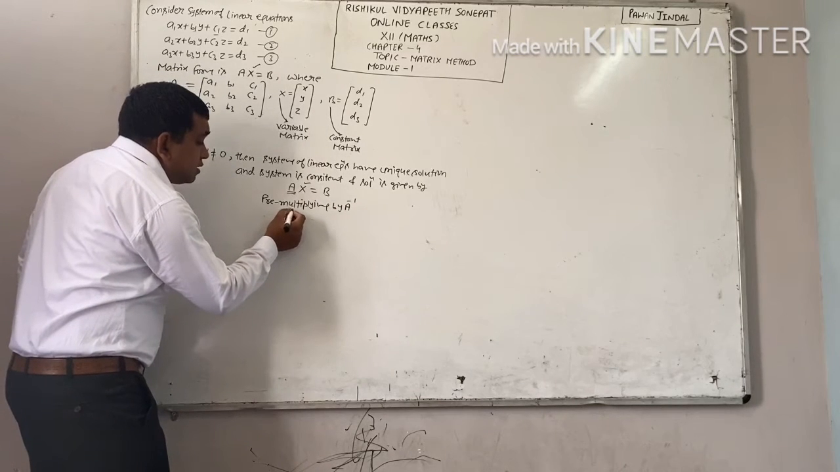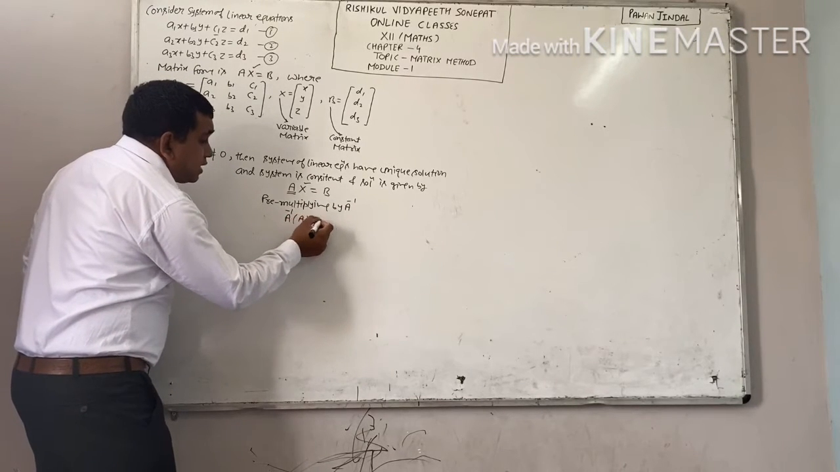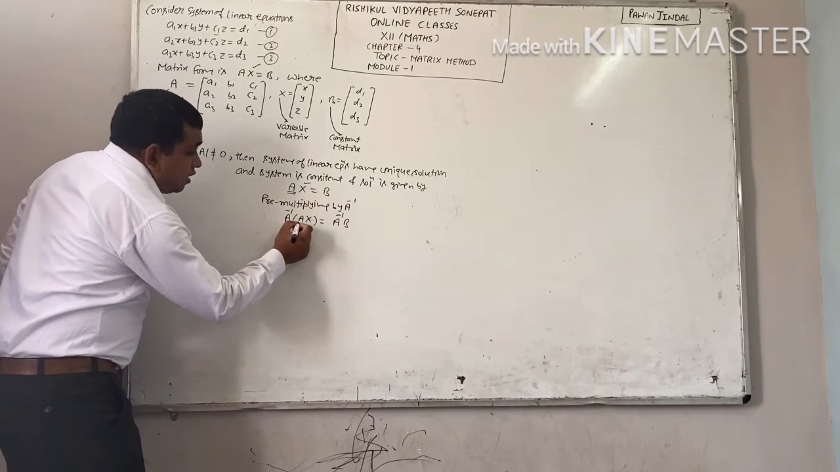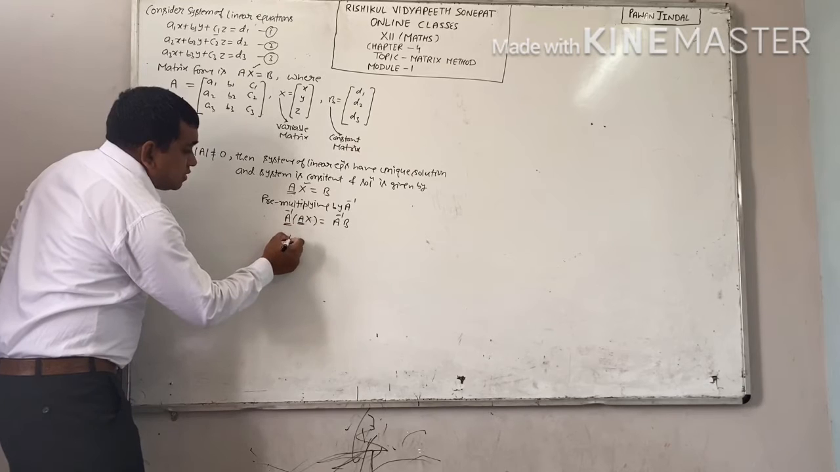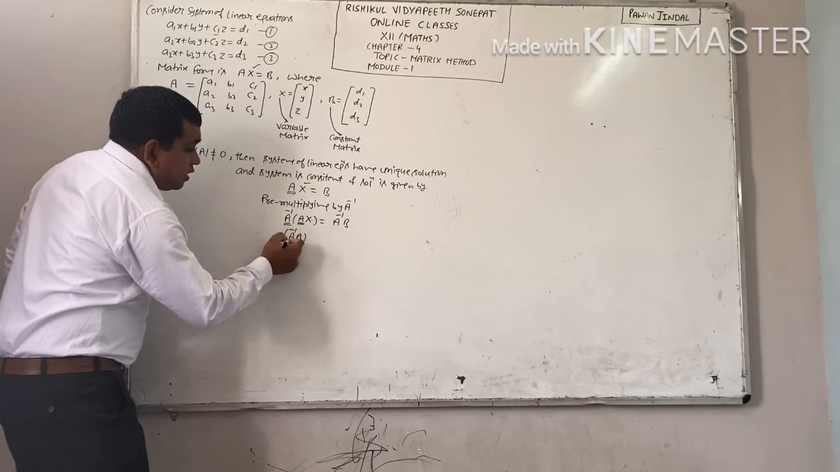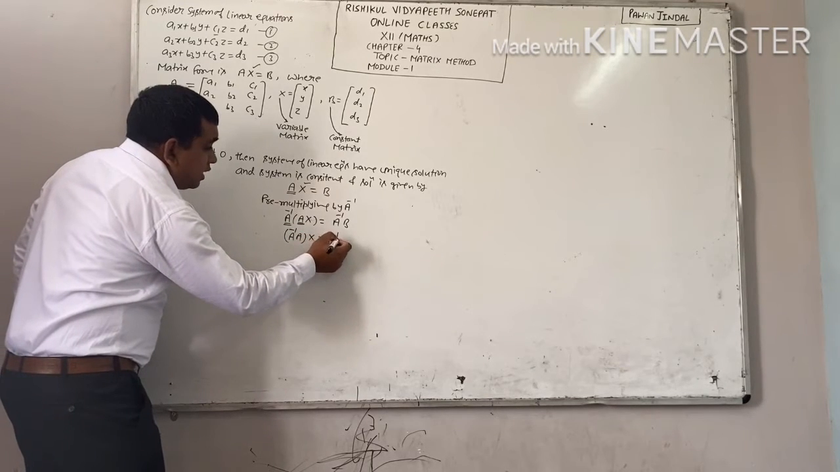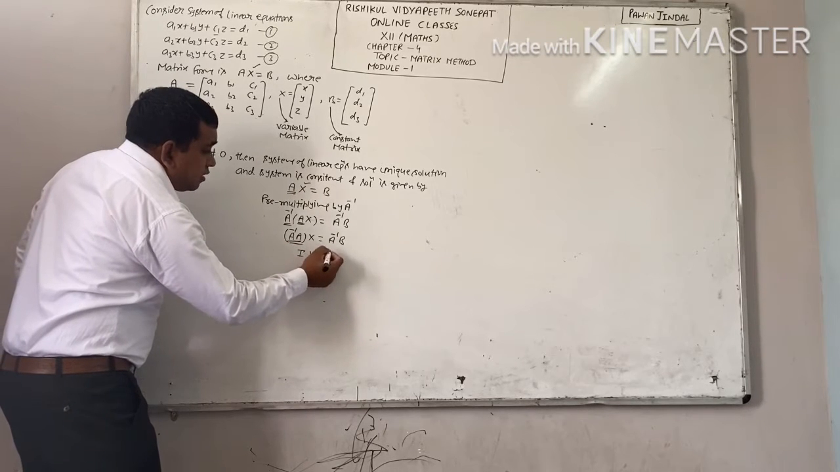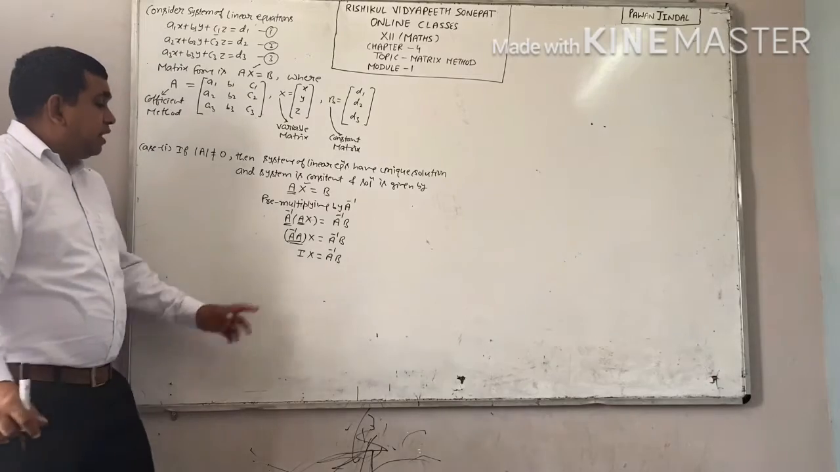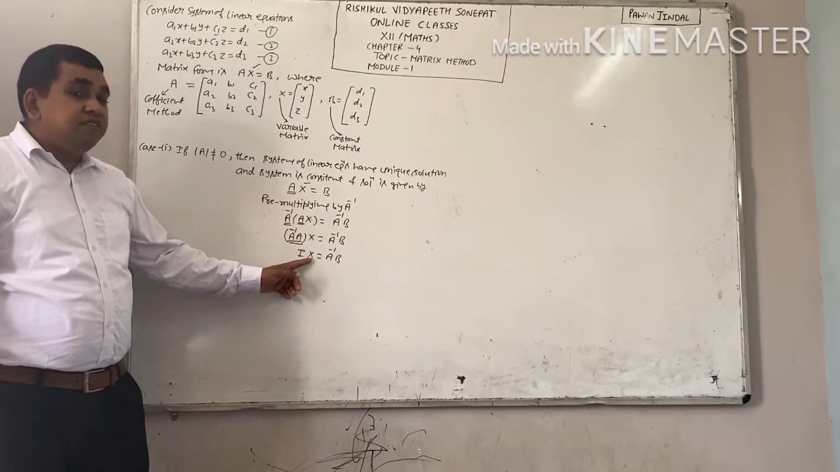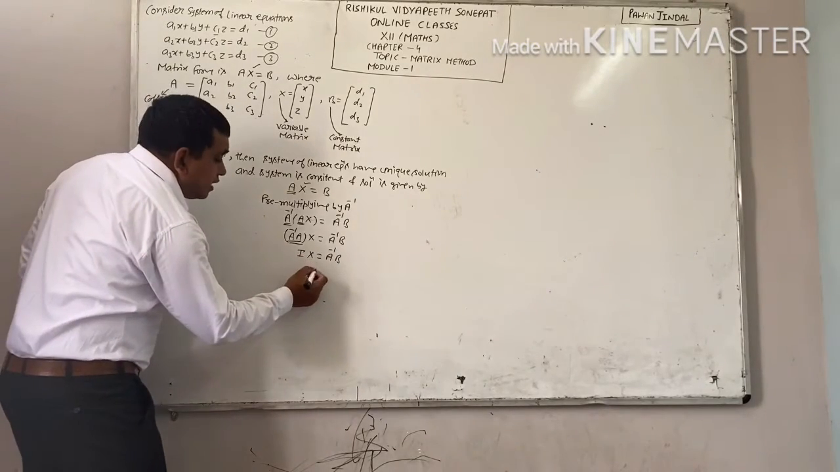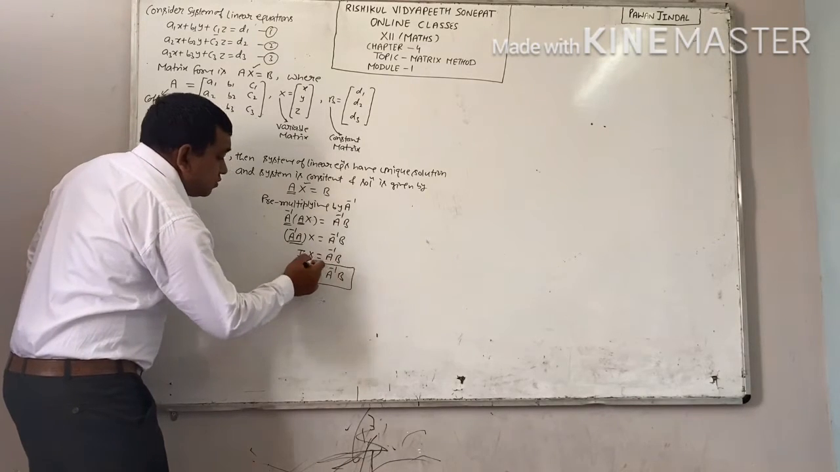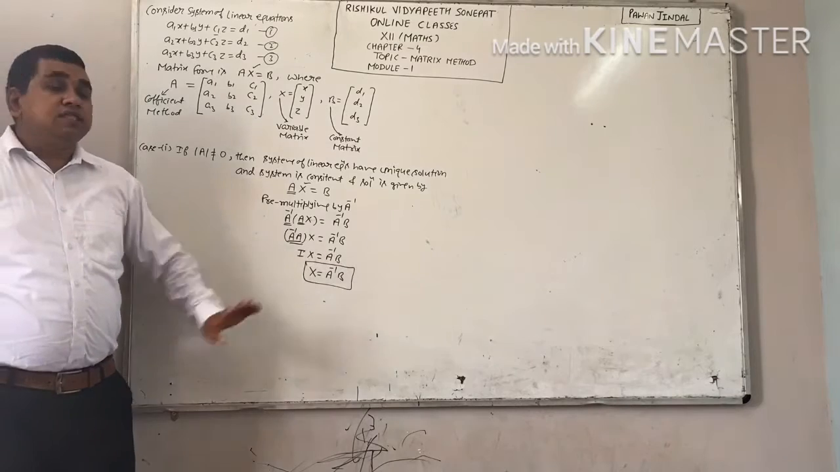Pre-multiplying by A inverse, see what you do. This is your A inverse into Ax equal to A inverse B. Now apply associative law. Take this A with A inverse. You will get A inverse into A into X equal to A inverse B. A inverse into A is equal to I. And we know very well, when identity matrix is multiplied with any matrix, we will get the same answer, that is your X equal to A inverse B. This is your solution. X equal to A inverse B.